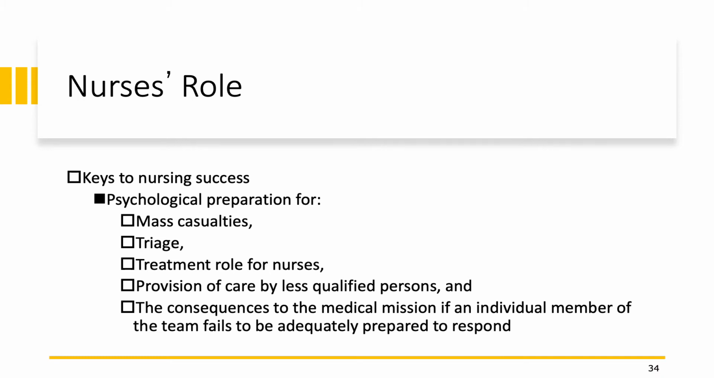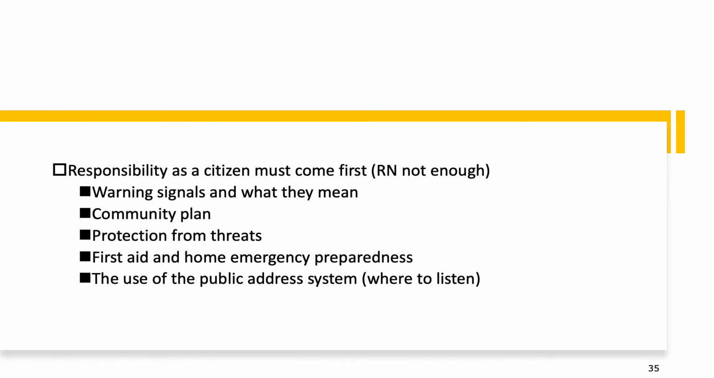You need to be prepared that sometimes care is going to need to be provided by people that are less qualified than what we would normally want. And then we need to know the consequences to the medical mission if an individual member of the team fails to be adequately prepared to respond. Remember, if people aren't adequately prepared, one of the things that can happen is rather than being of assistance, they become someone else for whom you must provide care. It really does help as a team if you make sure you're prepared before the disaster.